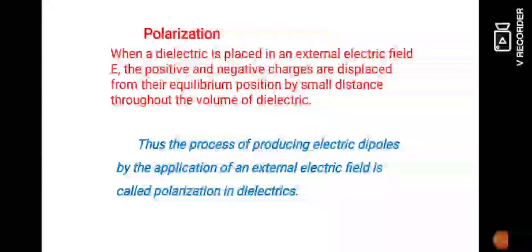So here, when the two charges are moving away from their equilibrium position, an electric dipole is produced. Thus, the process of producing electric dipoles by the application of an external electric field is called polarization in dielectrics. Here, when the external electric field is applied, the positive and negative charges are moving in opposite directions. But when the external electric field is removed, both the positive and negative charges will move back to the original position.